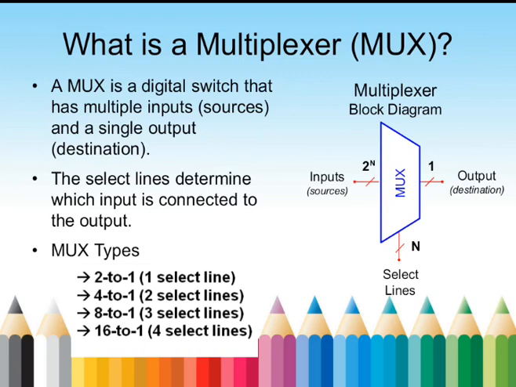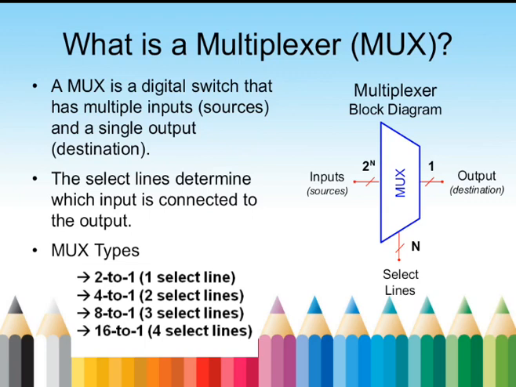From the given combinational block diagram of the multiplexer, it consists of 2 power n input lines called sources, and it produces only one output line called destination. With that, it will have n select lines.